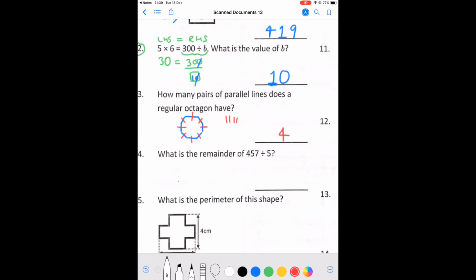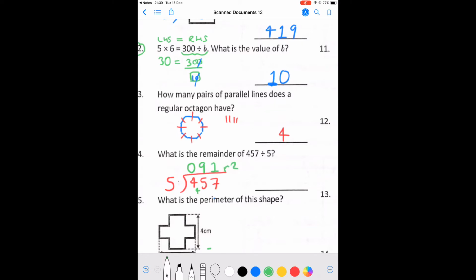Question number 4. What is the remainder of 457 divided by 5? So we get our 457. We divide it by 5. I'm using the bus stop technique here. So how many 5s in 4? It doesn't go. So the whole 4 becomes the remainder. How many 5s in 45? That will be 9 exactly. And how many 5s in 7 will give you 1 with a remainder of 2.